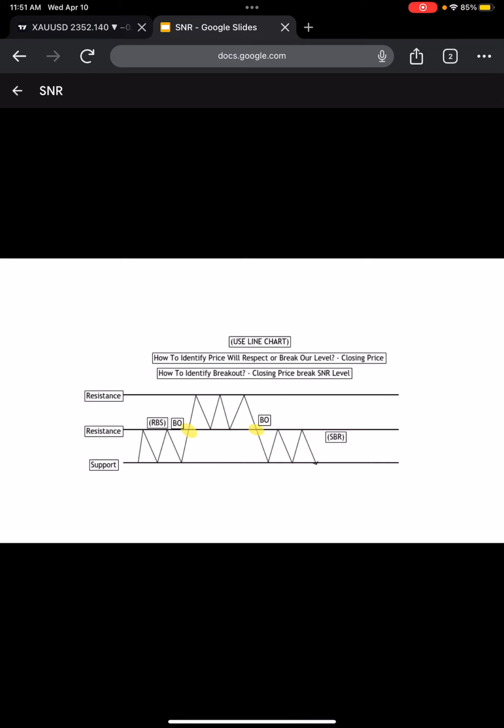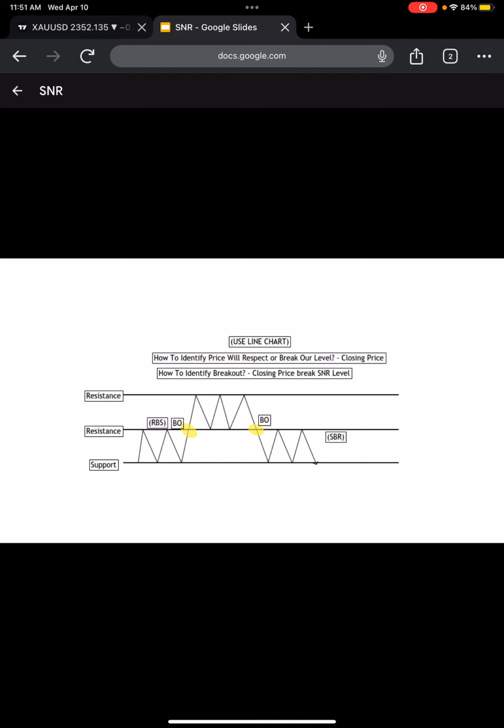So first things first, this is essentially how support and resistance actually works. Support will always go to resistance and resistance will always go to support until there is a breakout. Once there's a breakout, it will find another level of resistance. So when that happens, resistance becomes support. RBS means resistance becomes support.